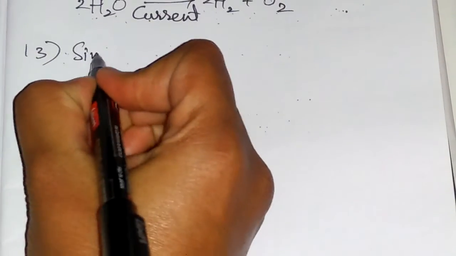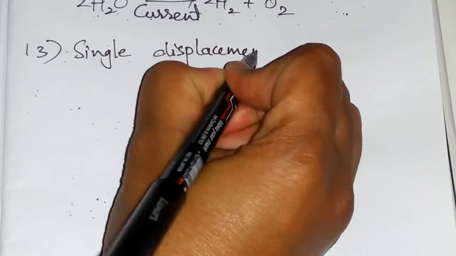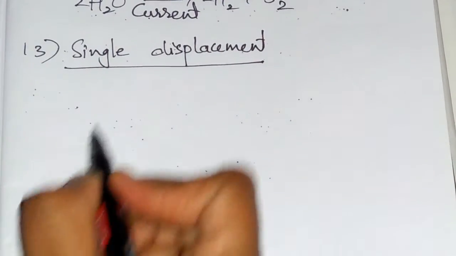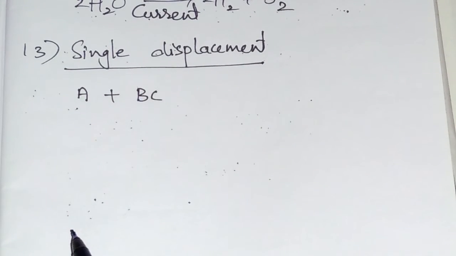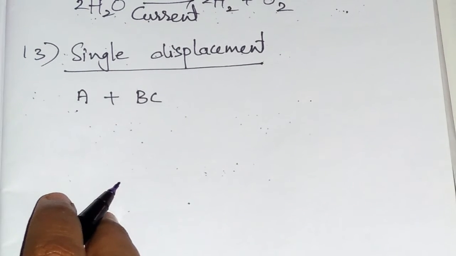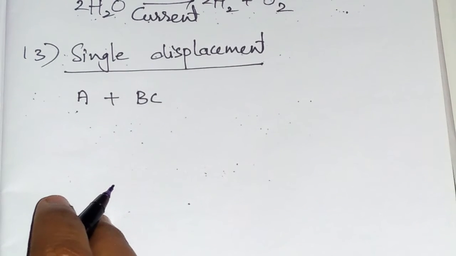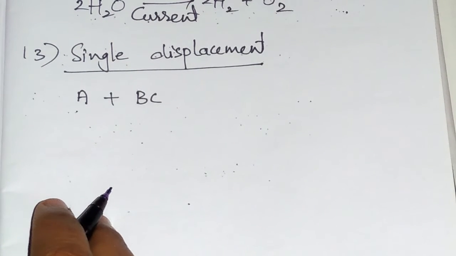So in this 13th question, they are asking the difference between single displacement and double displacement. So coming to single displacement, how it is there. In single displacement reaction, or simply you can write displacement reaction, one element displaces another element from a compound. Now here we have A element. BC is a compound. In BC, B is the element which is going to be displaced by A because reactivity of A is greater compared with the reactivity of B.